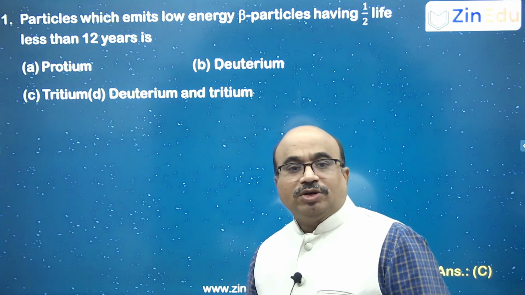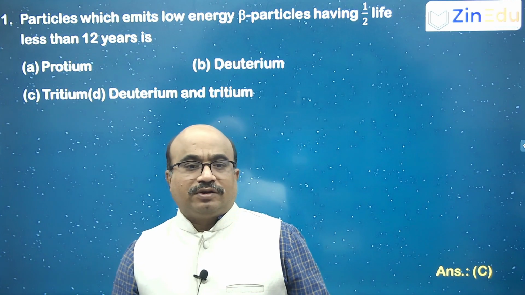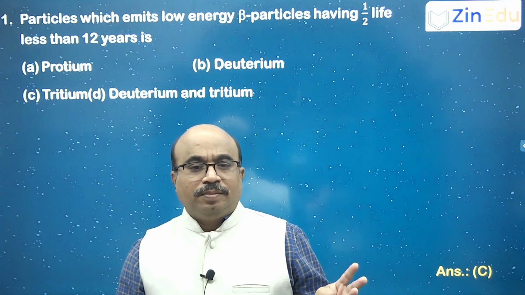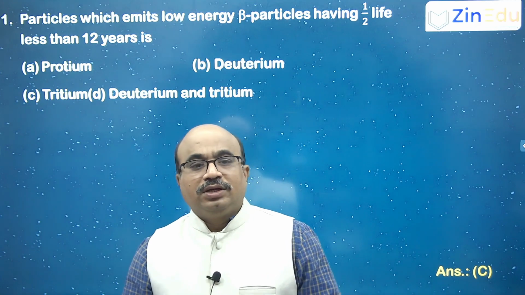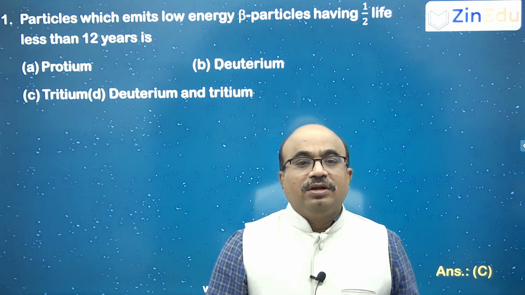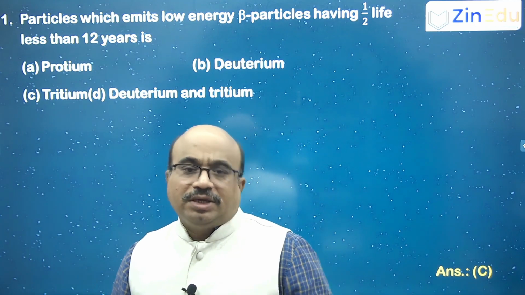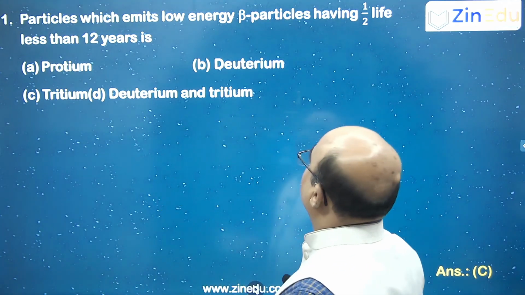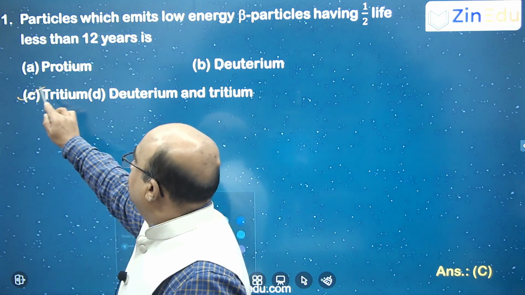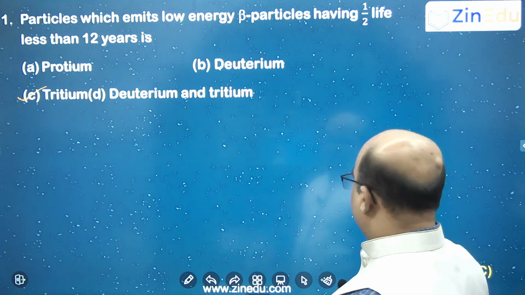Then, the particle which emits lower energy beta particles having half-life less than 12 years. If you just see the options here, protium, deuterium, tritium, and deuterium and tritium. We know the isotopes of hydrogen, protium, deuterium or tritium, and we say tritium is the only radioactive one among all this. So whether emitting beta particles or alpha rays or gamma rays, whatever it is, only tritium has to do with it. It's radioactive, that's it. So it is a direct question again, because we know among the isotopes, tritium is the only radioactive.